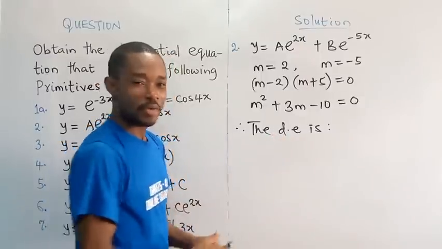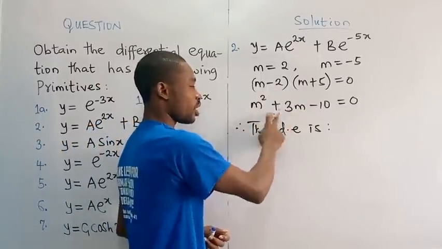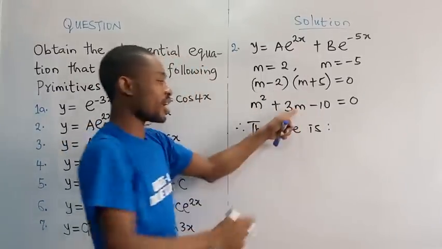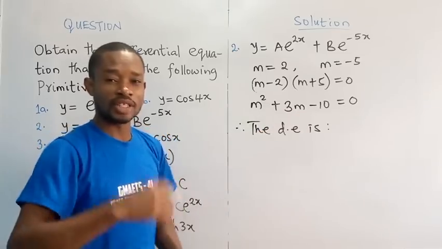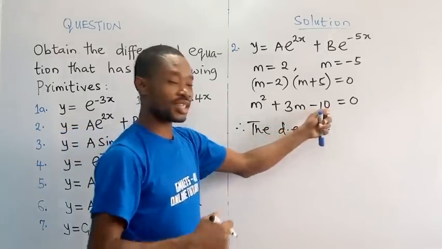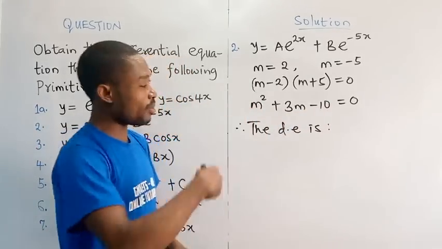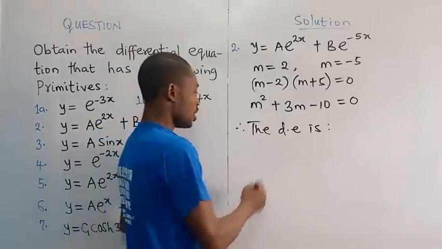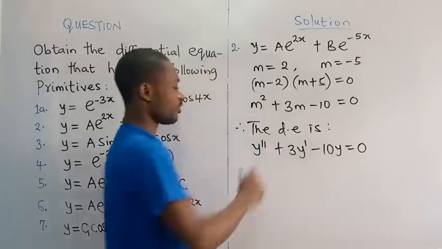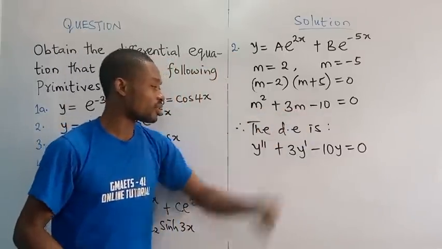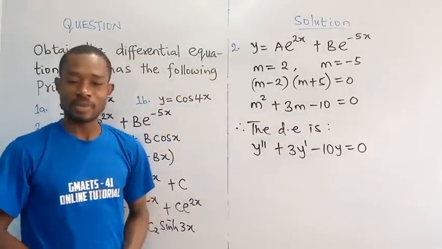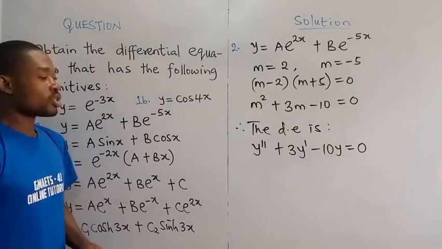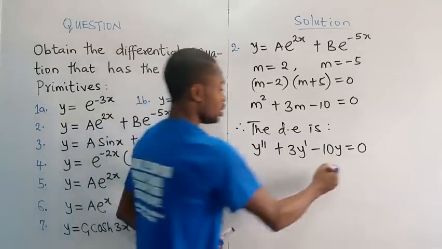From here, simply, the DE that has this primitive would be: know that m squared represents the d2y over dx squared, plus 3 times m here. This m is raised to power 1. So it represents dy over dx. Then minus 10, a constant. You multiply by y and equate to 0. Let me use this notation. Right, so this is the differential equation that has this solution, that primitive. Alright, let's move on to the next question.